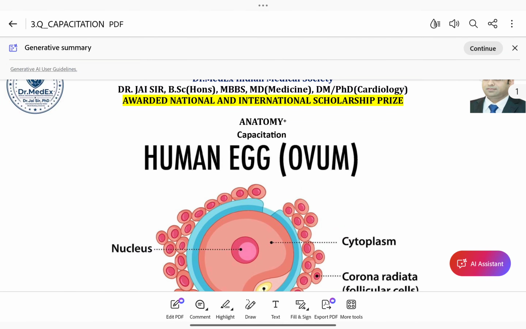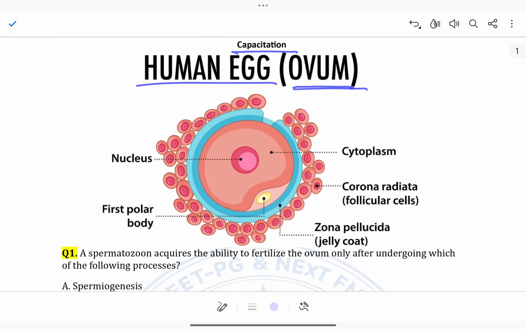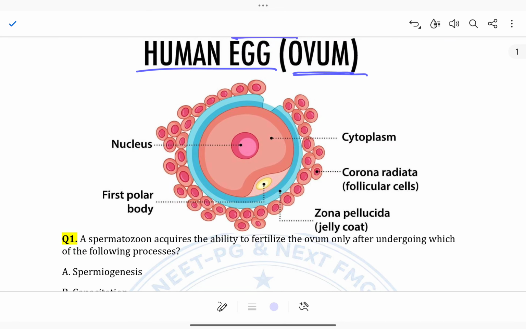So today we are going to explain capacitation. Okay, capacitation. Human egg. This ovum is very important. Whenever we think about the image, first of all, try your best to keep this image in your mind. Try to imagine, okay, imagine yourself.